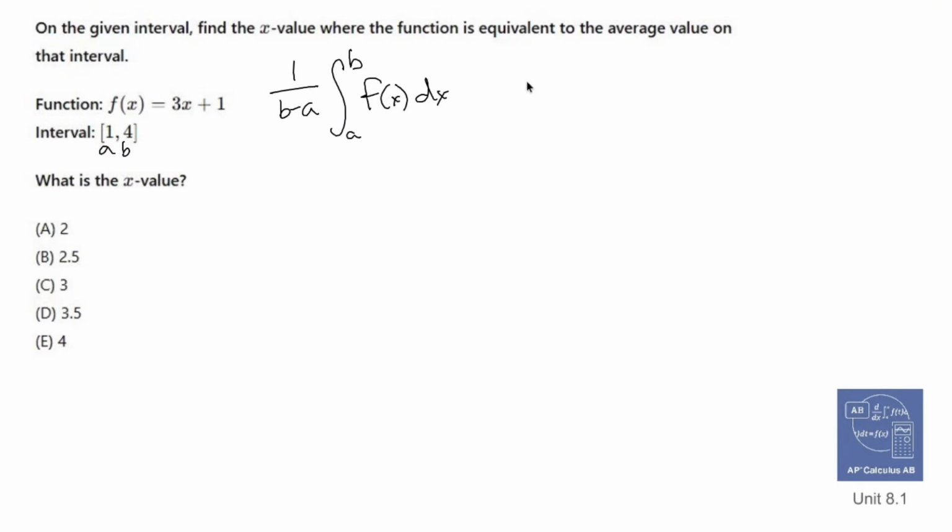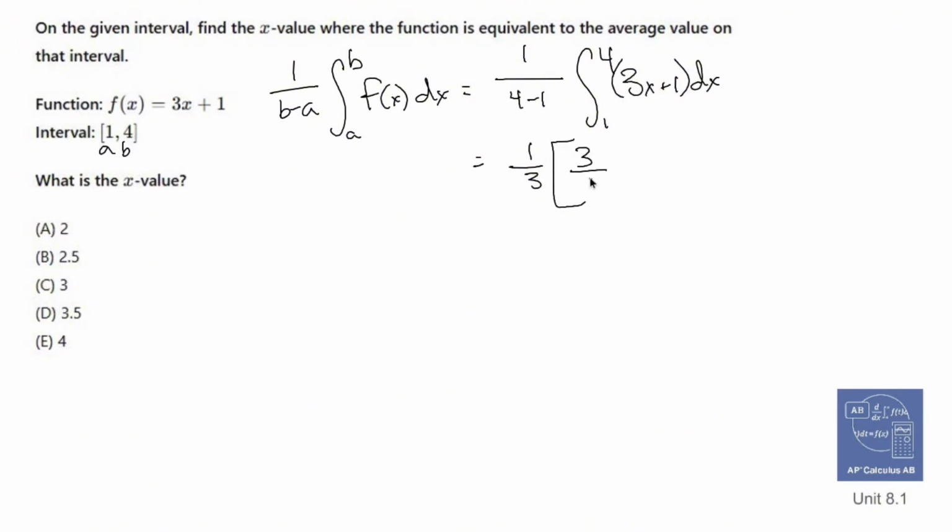Okay, so f of x is 3x plus 1. So I have 1 over 4 minus 1. Then we're going to multiply the integral from 1 to 4 of 3x plus 1 dx, like that. Okay, so you're a third. I can handle that. Let me see. The integral of 3x is going to be 3/2 x squared plus x. Limits are 4 and 1, but not in that order.